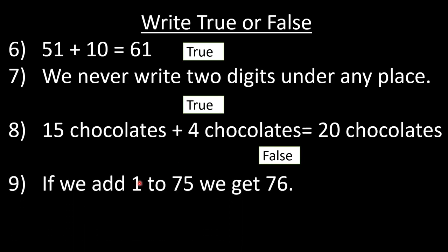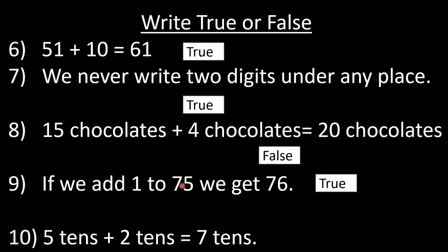Now in question number 9, if we add 1 to 75, we get 76. अगर हम 1 ऐड कर रहे हैं 75 में तो हमें आंसर मिल रहा है 76. Yes, because 76 is the next number of 75. और जब हम ऐड करते हैं 1 किसी भी नंबर में तो हमें नेक्स्ट नंबर मिलता है. So this statement is true.